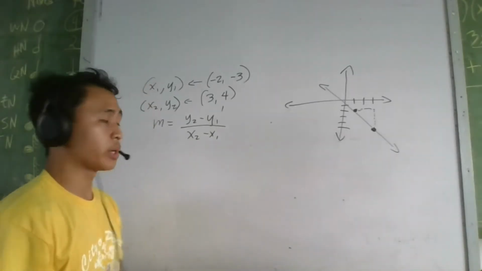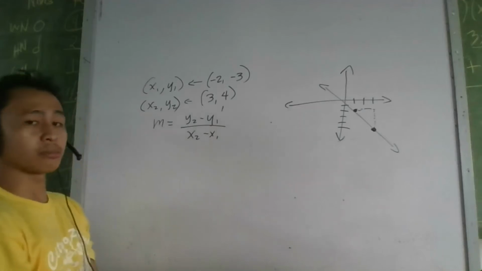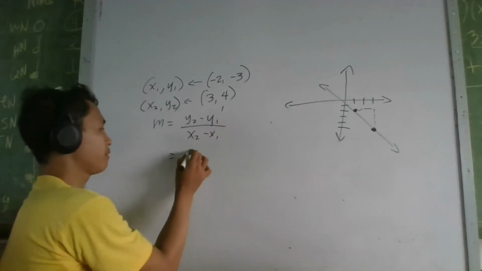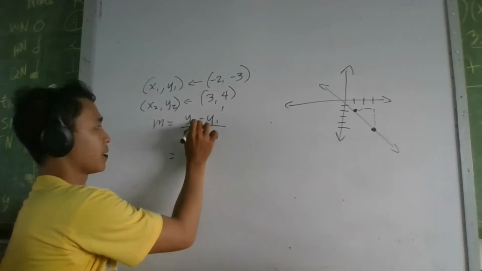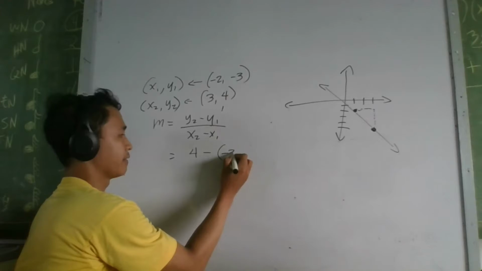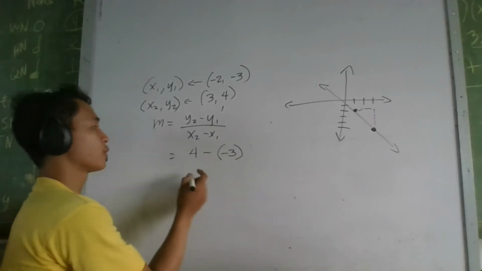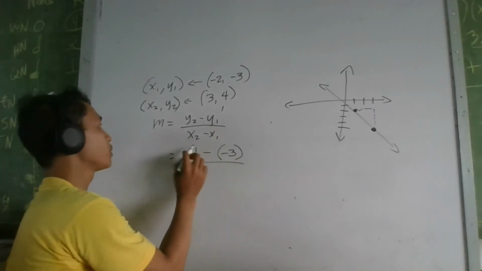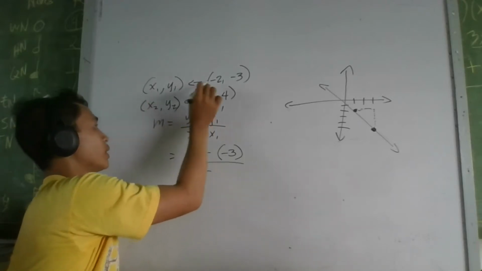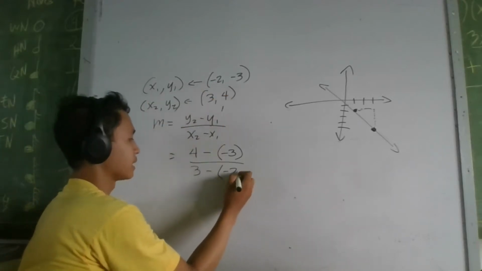How to do this one? Again, using the formula, just substitute. What is our y sub 2? Y sub 2 is positive 4. Minus, kasi nga minus tayo. Then y sub 1 is negative 3. That would be negative 3. Okay, just follow the formula. That is all over x sub 2 na 3. So that is 3 minus x sub 1 na negative 2. So that is negative 2.